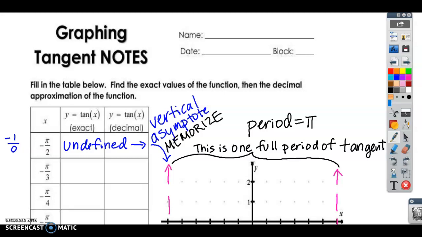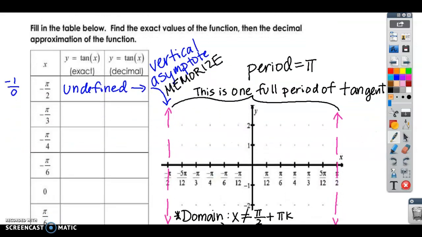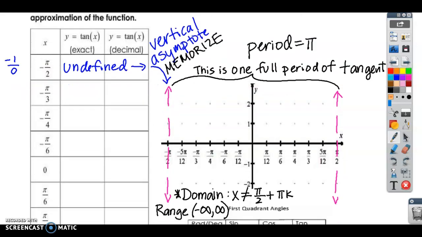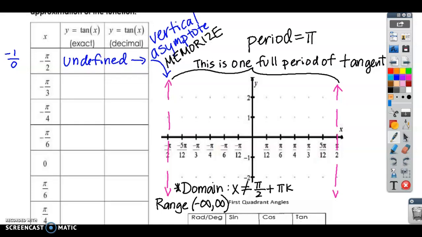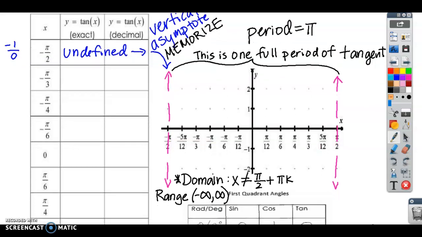Okay, we're going to dive right into graphing the tangent function. So we'll go ahead in the first column and fill in the values that we have memorized, and then we will write those as a decimal so we can plot them on our graph pretty easily. So we know that tangent of negative pi over 2 or pi over 2 is undefined because that is 1 or negative 1 over 0.